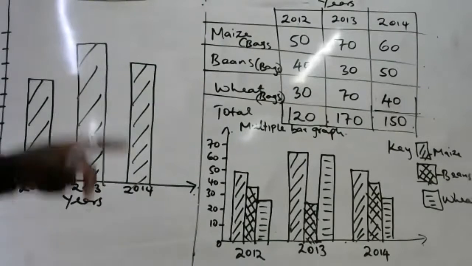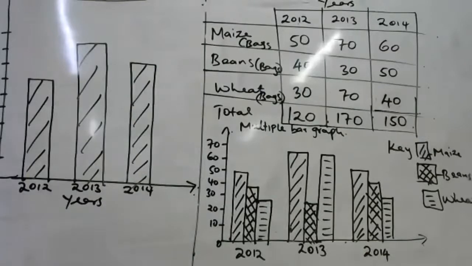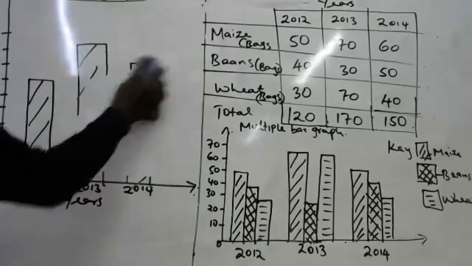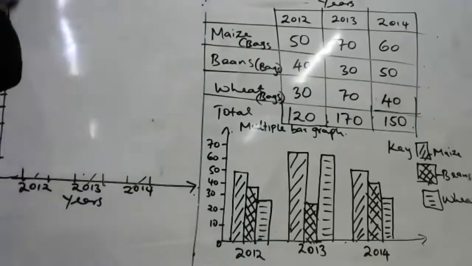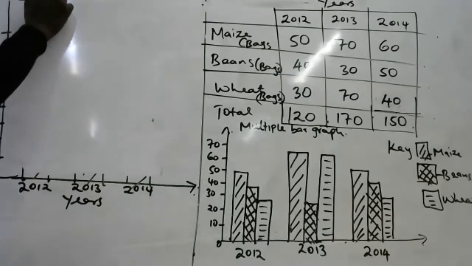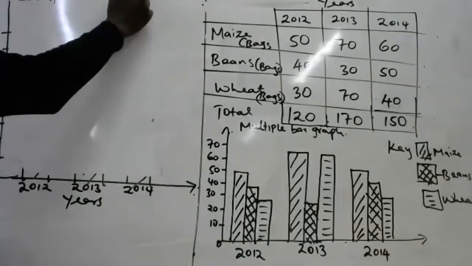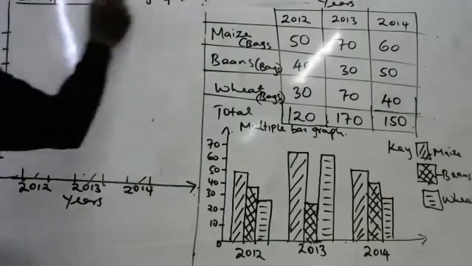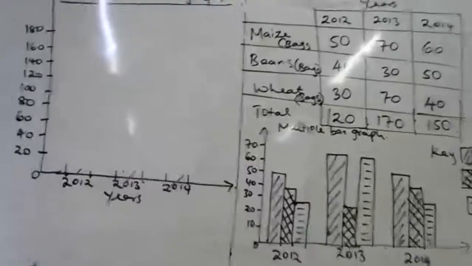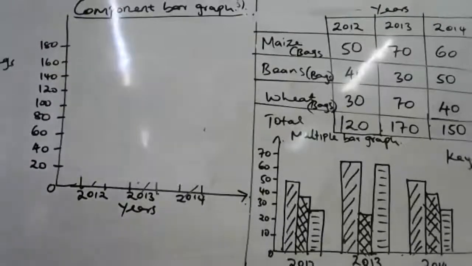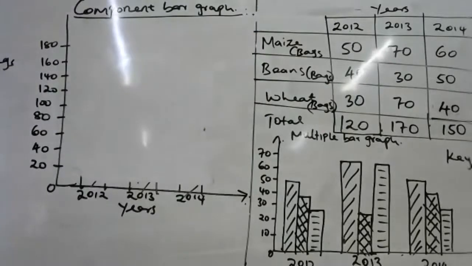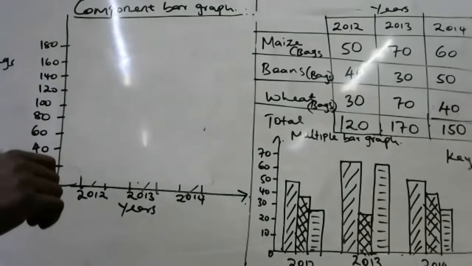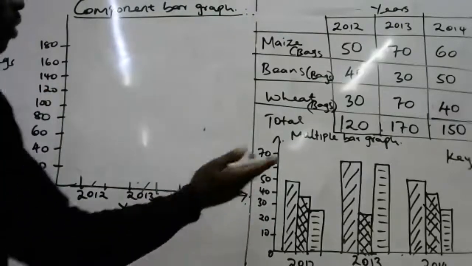Having shown you how we use the multiple bar graph, I can come back here and show you the component bar graph. The component bar graph is actually a bar that has been subdivided into components, into sections. So it is actually a simple bar graph, but that simple bar graph is divided into components. So we shall have our simple bar graph back.